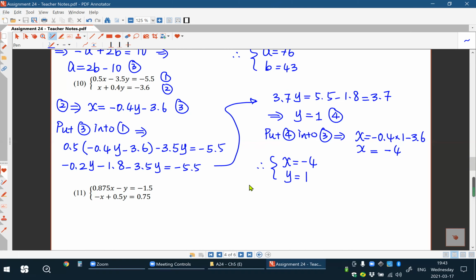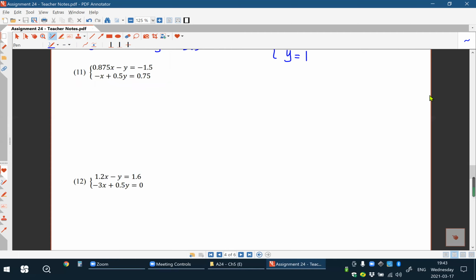No? Okay, let's see the next one. Question 11. Again, the methods are very similar to what we have used in previous questions.